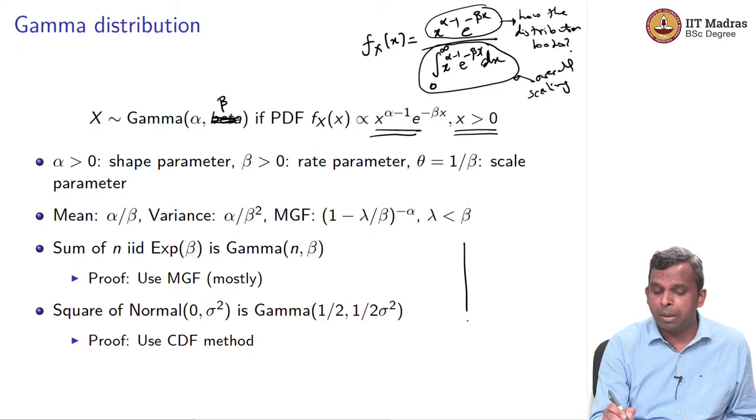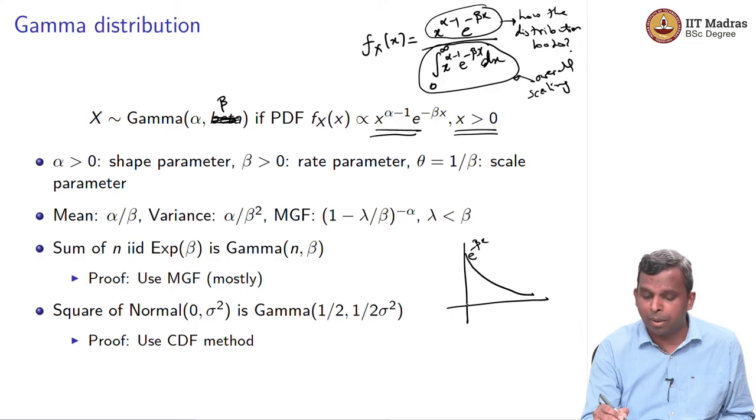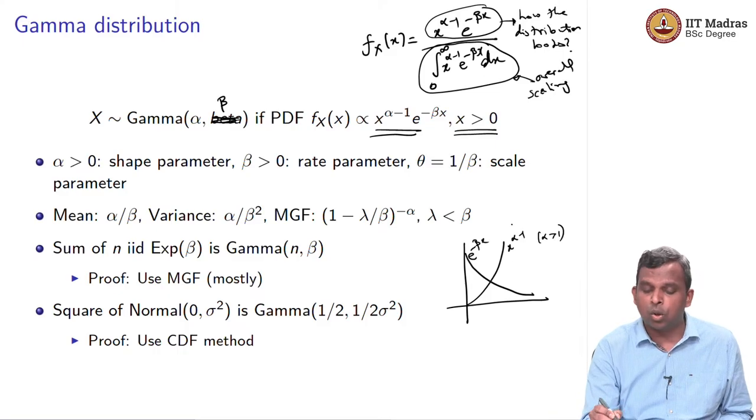Remember, e power minus beta x is going to look like this. What is x power alpha minus 1? It's going to go like this. Assume, let's say, alpha greater than 1, so it's going to go off like this. When I multiply these two, what's going to happen? It's going to start at 0, increase for some time, and then fall down. So this will be the shape of the product, at least for alpha greater than 1. You notice there will be an increase for a little while and then it falls down.